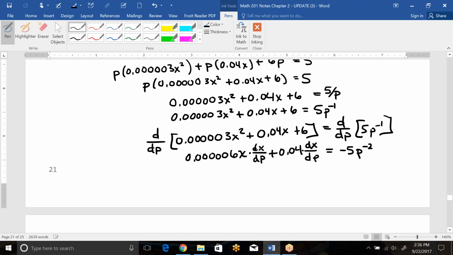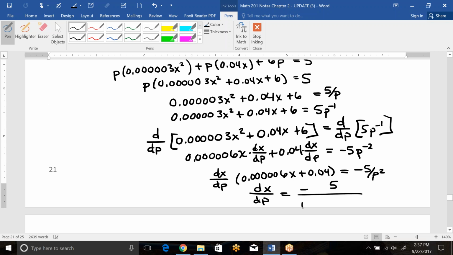Okay, so then what we do next is we have the dx dp we can pull out to the front, and that would just be 0.000006x plus 0.04 equals -5 over p squared. And if we divide over this parentheses, it's going to join that p squared in the bottom. So it'll be -5 all over p squared times that binomial. All right, and that's it.